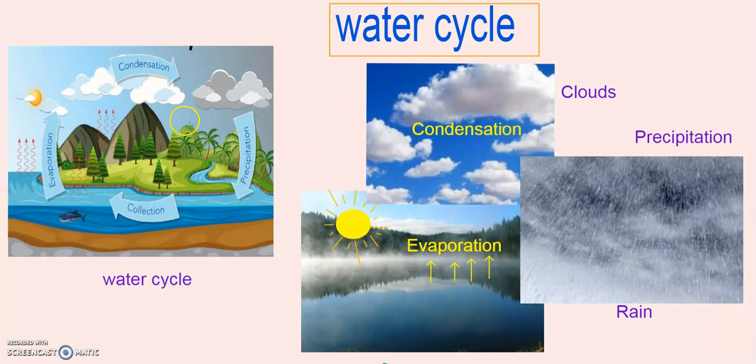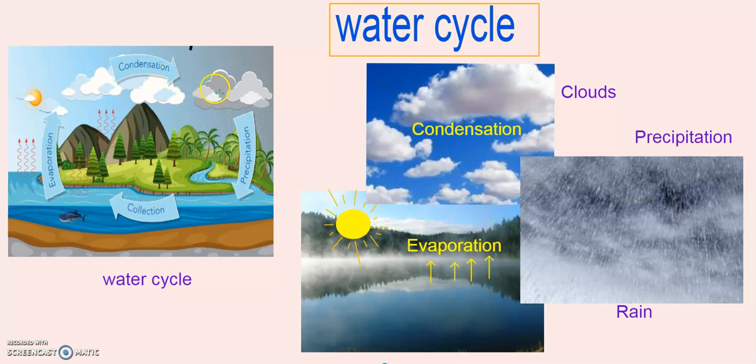Let's learn about the water cycle. What is the water cycle? Due to the heat of the sun, water in the oceans, seas or rivers evaporates, or becomes water vapor, and goes up. At higher altitudes, it forms clouds. And when these clouds cool down, they become liquid. They form rain. This process is called condensation.